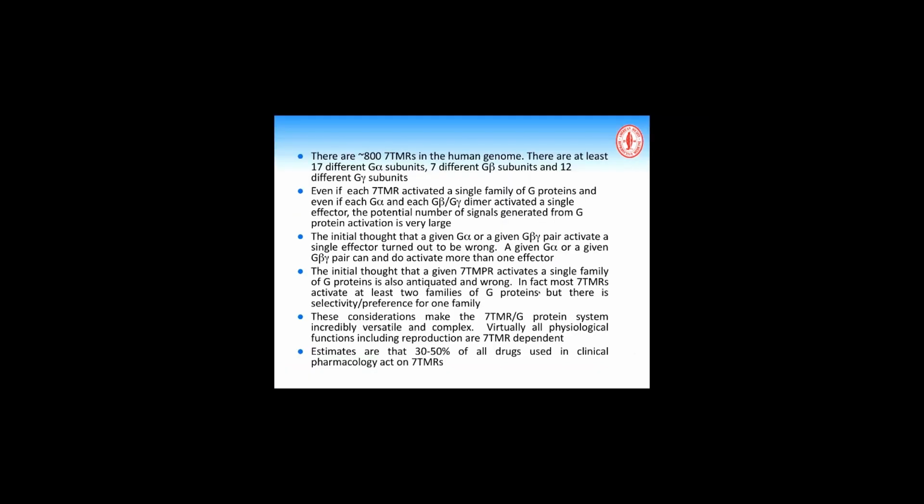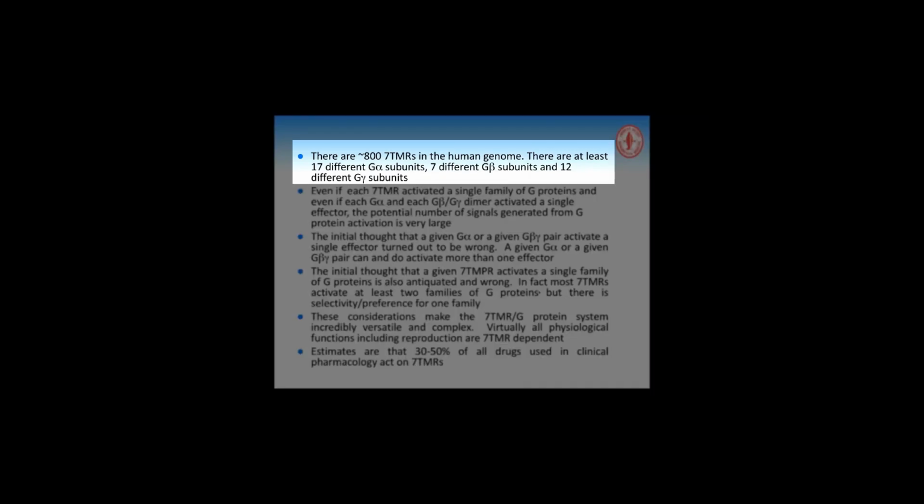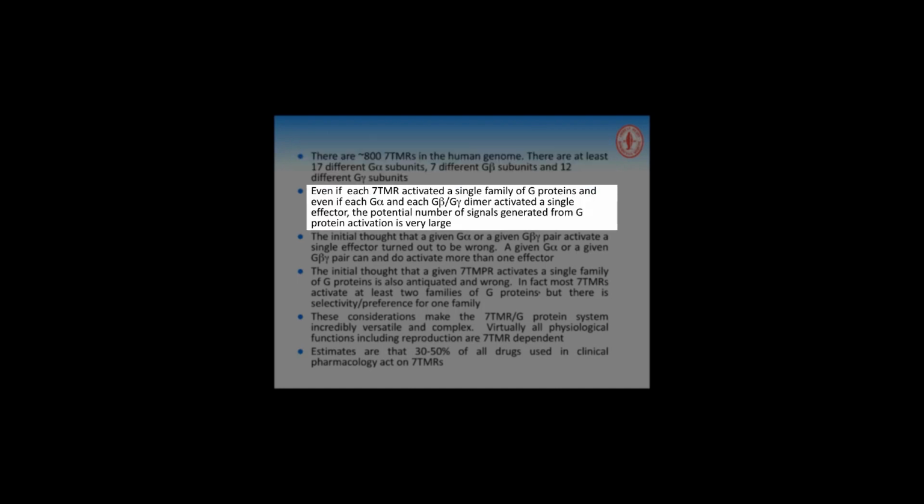So there are in the neighborhood of 800 7-transmembrane receptors in the human genome. And there are at least 17 different alpha subunits of the G protein, 7 different beta subunits, and 12 different gamma subunits. Even if you assume that each 7-transmembrane receptor activates a single family of G proteins, and that is not the case, as I will discuss in a minute, and even if you assume that each G alpha and each beta gamma activate a single effector, which is also not the case, the potential number of signals generated from a G protein activation is very large.